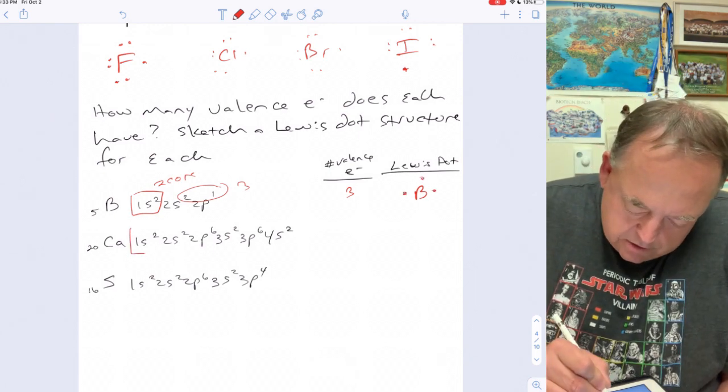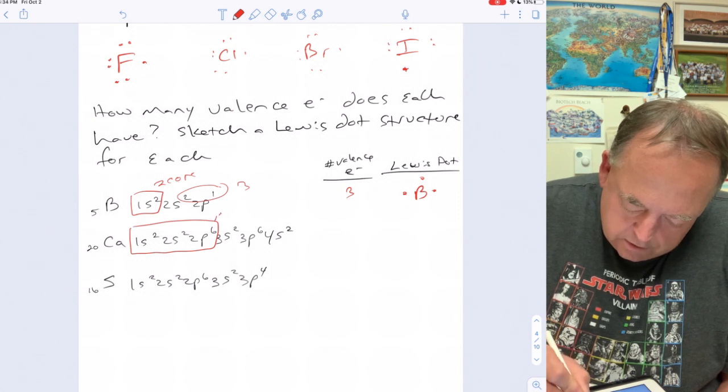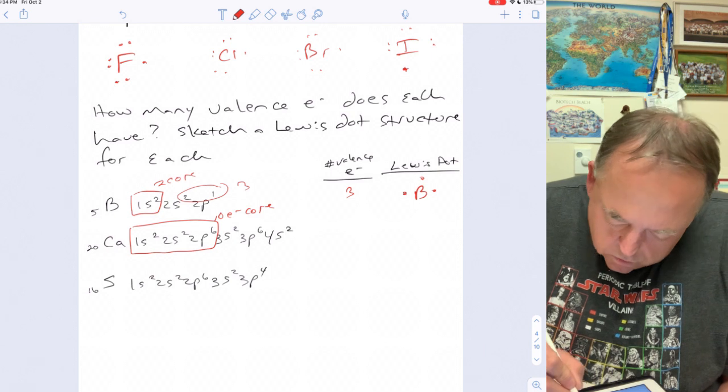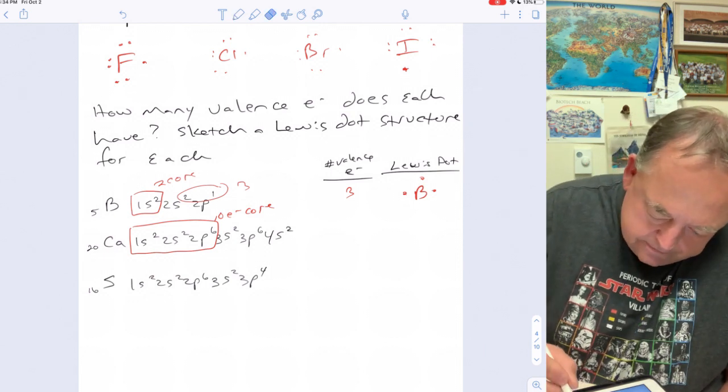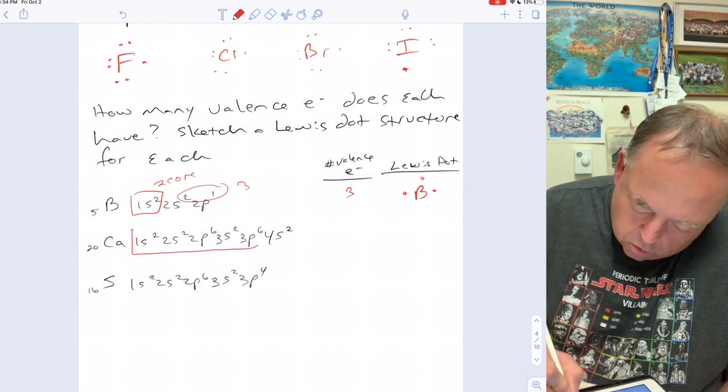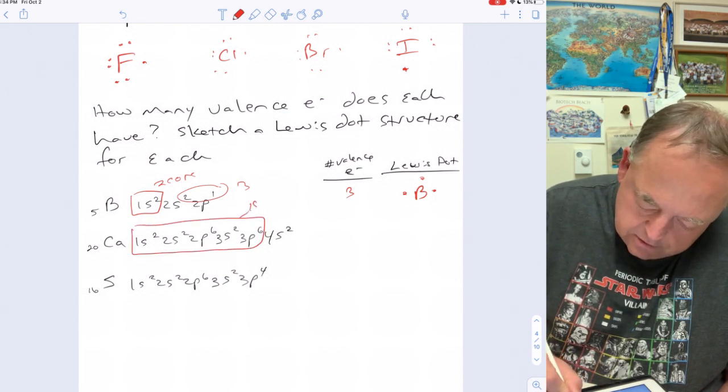Or for calcium, that would be its noble gas core. And then, whoa, no, that's not right. This would be its noble gas core, argon, 18 electrons.